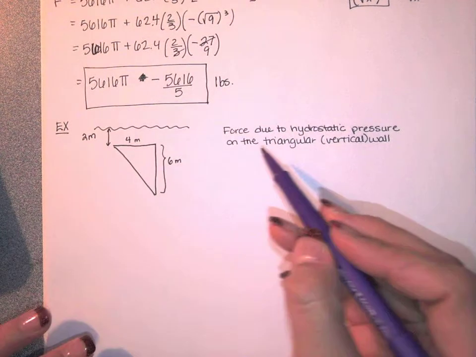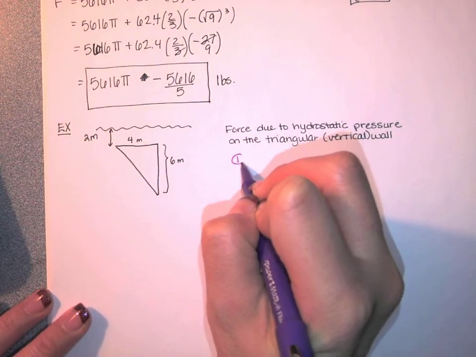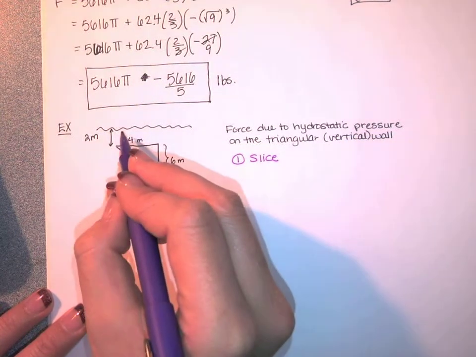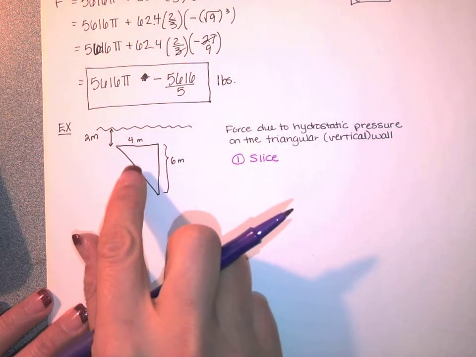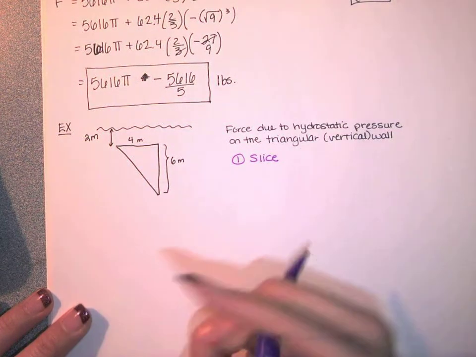So if I want the force, the first thing I need to do is slice parallel to that water level. So you want to slice it so that your entire slice is at a constant depth.